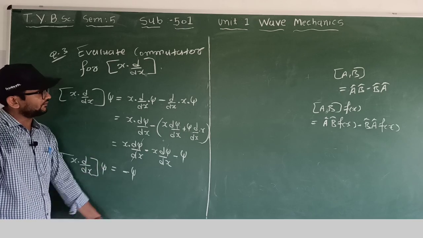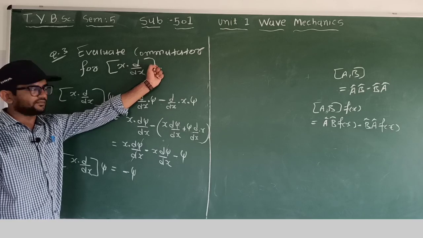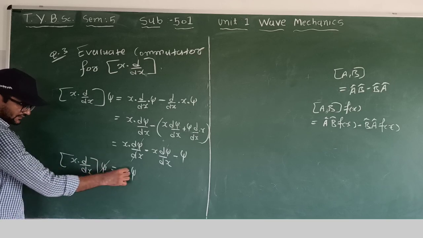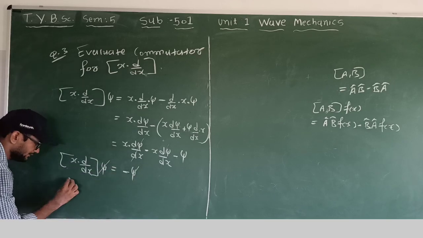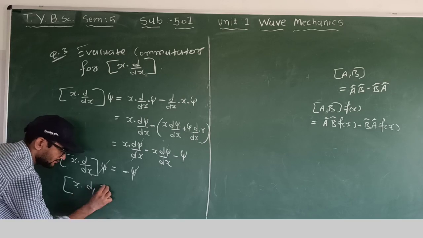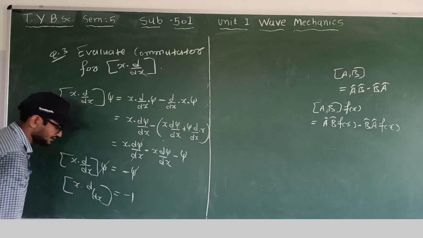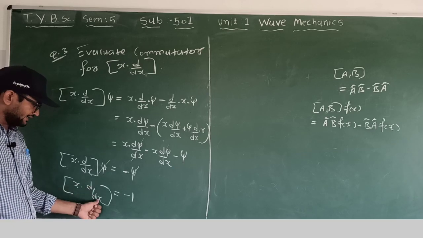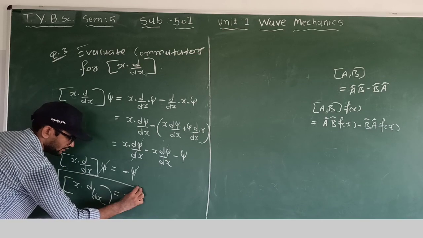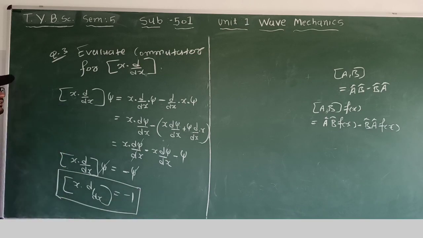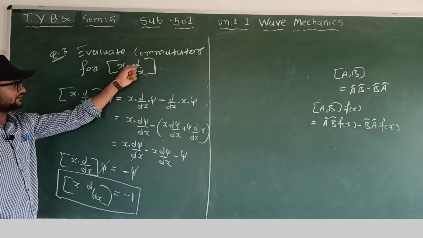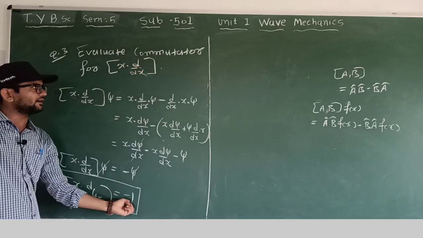So in this case the function is not given and we will consider the function psi. Now remove psi from both sides. Therefore the value of the commutator of x and d by dx is equal to minus 1. This is the final expression: the commutator of x into d by dx is equal to minus 1.